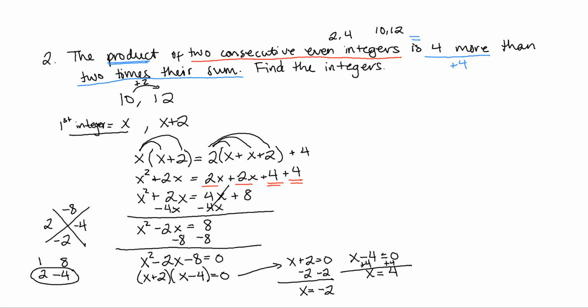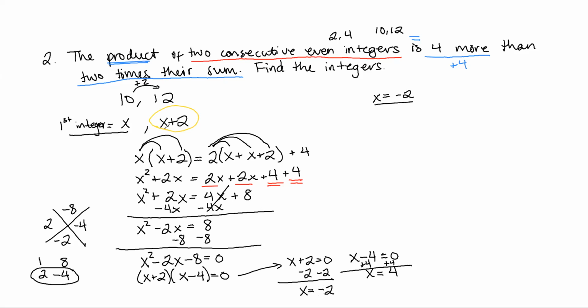First thing we're going to do is find our second answer with x equals -2. So if we go ahead and find our second consecutive even integer, we defined that to be x plus 2.